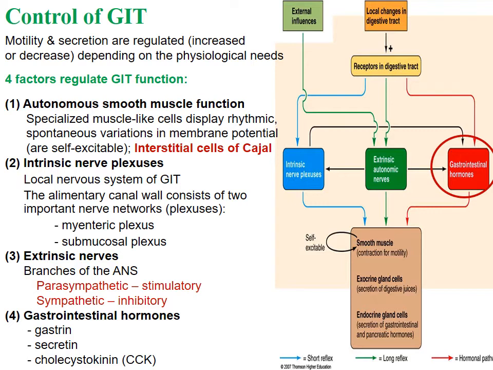So this particular chart will give you an overview of how the gastrointestinal system is controlled. You can see that there is the intrinsic nerve plexus and extrinsic autonomic control, which includes the sympathetic and parasympathetic. I mentioned that the parasympathetic has the predominant role here, because it has the stimulatory effect. And we'll also be going through the various gastrointestinal hormones.